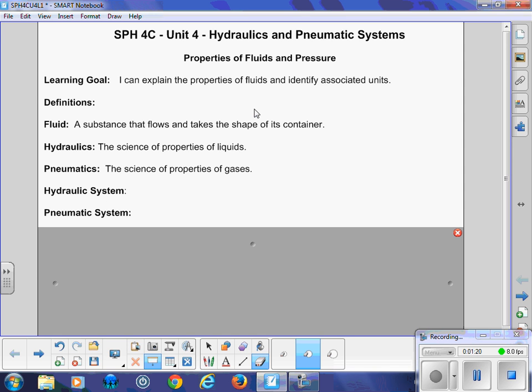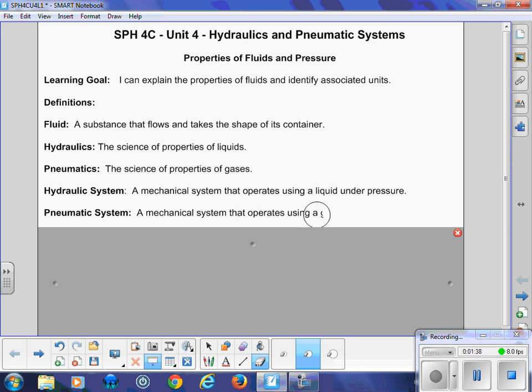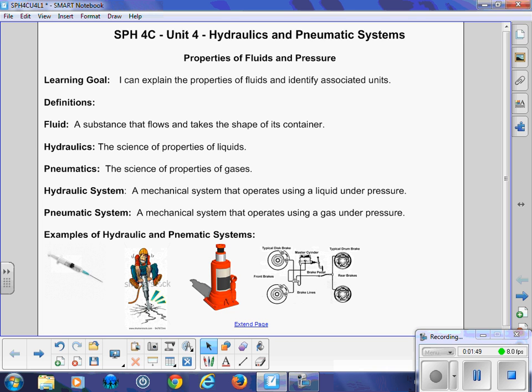What is a hydraulic system? A hydraulic system is a mechanical system that operates using a liquid under pressure. It is a mechanical system, and we talked about mechanical systems in Unit 2, but these are operated with liquids under pressure. A pneumatic system is the same thing, except it operates using a gas under pressure. So there are common definitions for the pneumatic system. At the bottom of your note, I have some examples of hydraulic and pneumatic systems.